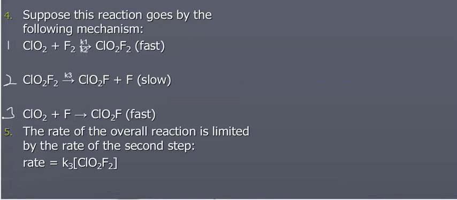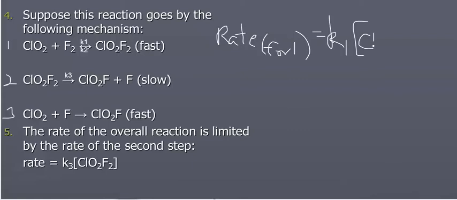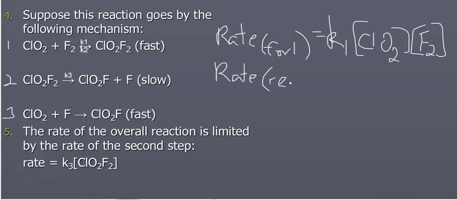You notice that the first step is reversible. So we can write the rate for the forward first step, and it would look like this. We would use k1 times the reactants, which would be ClO2 times F2. There's also a reverse reaction for step 1, and we can write the reverse reaction for step 1 using k2 times the reactant on the reverse step, which would be ClO2F2.